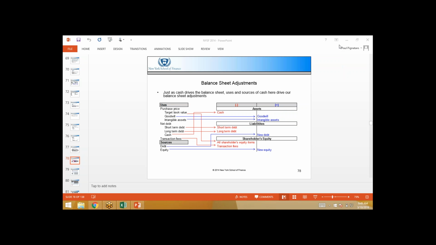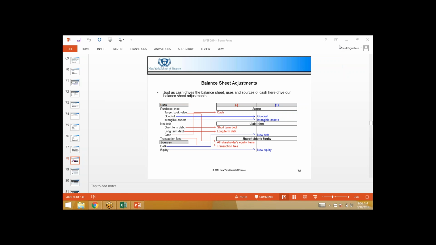Pick one. What is that? You're consolidating the books. Debt and equity. Whoa, no. Target short-term debt. Okay, no equity. Well, what do you mean equity? Target debt. Which one? Target. Long or short? All.